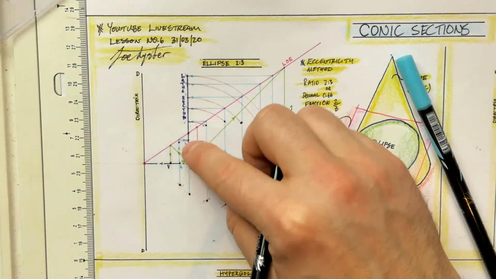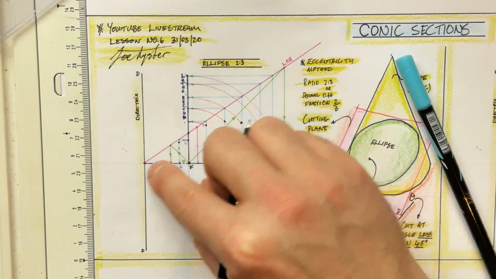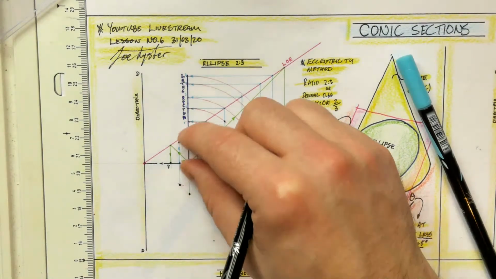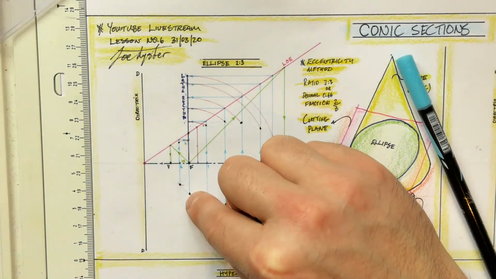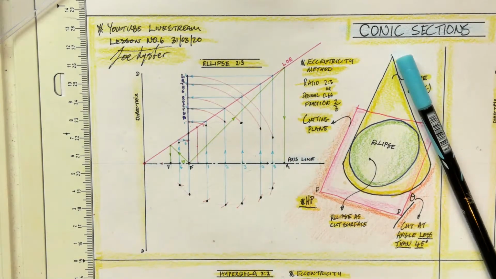Where F meets the line of eccentricity, that latus rectum line where it intersects the line of eccentricity, that's also a point on the curve. So we would swing that distance around to the other side as well, below F, and that'll give us the point below F. So I have all my points there now.